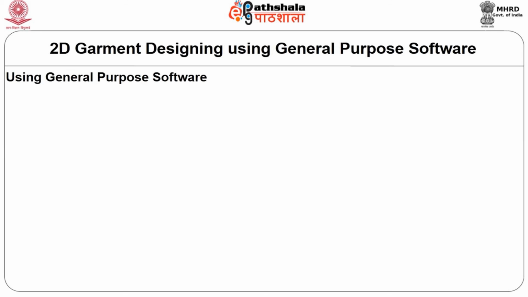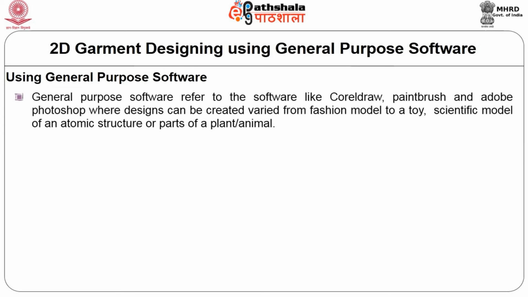Then we will now move on to the third method, CAD designing using the general purpose software. General purpose software refer to the software commonly used like Coreldraw, Paintbrush, Adobe Photoshop, where a variety of designs can be created from fashion model to a toy, scientific model of an atomic structure or parts of a plant and animal.